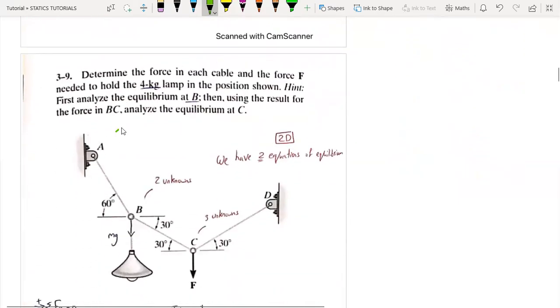Here it's also a 2D problem, so we have two equations of equilibrium. Determine the force in each cable. So we will need to find the tension force in cable CD, the tension force in cable BC, and the tension force in cable AB. And the force is always tension, as we agreed.